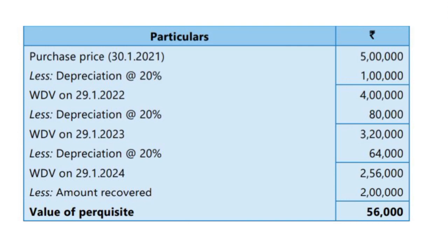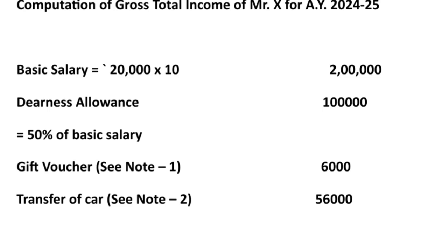Therefore, the value of perquisite on transfer of motor car put to use is as follows. Purchase price on 31st January 2021, 5 lakh, less depreciation 20%, 1 lakh. WDV on 29/1/2022, 4 lakh, less depreciation at 20%, that is 80,000. WDV on 29/1/2023 is 3,20,000, less depreciation at 20%, 64,000. WDV on 29/1/2024, 2,56,000, less amount recovered, that is 2 lakh. The value of perquisite 56,000. Therefore, the transfer of car is 56,000.